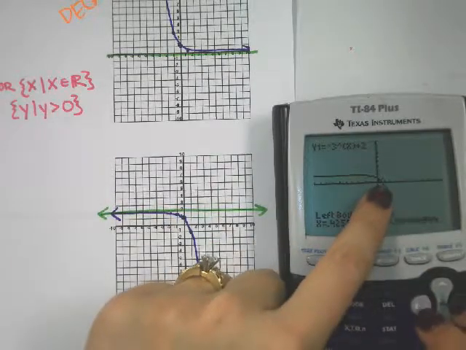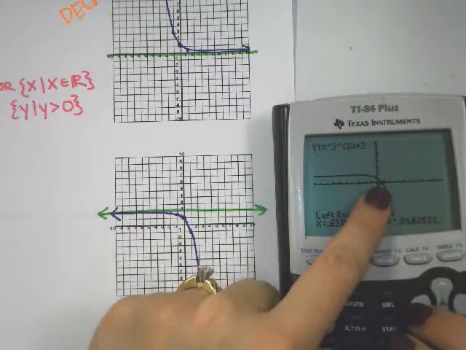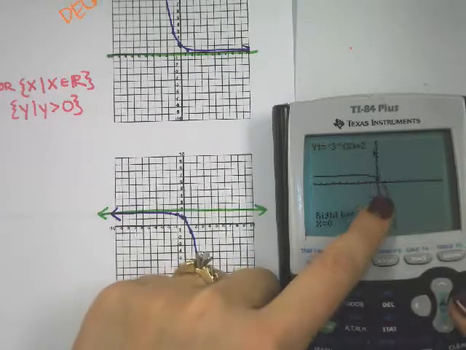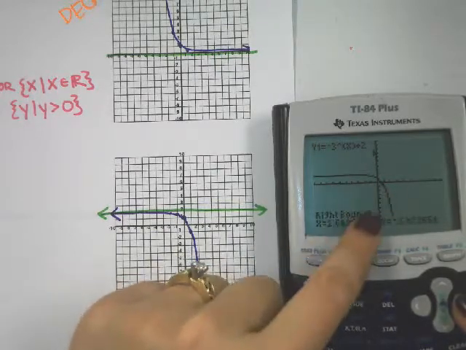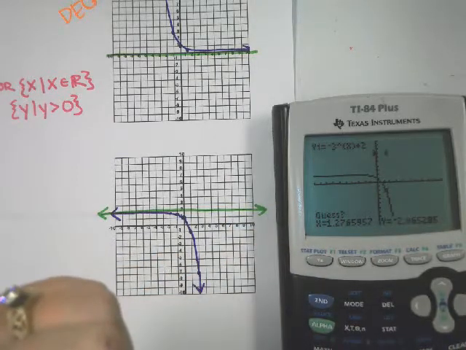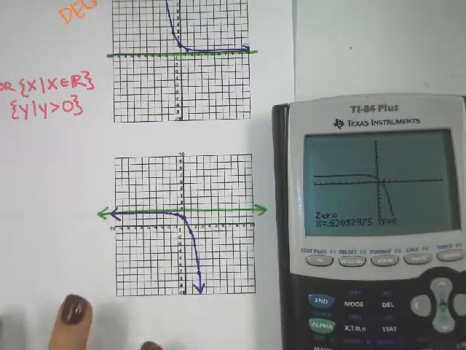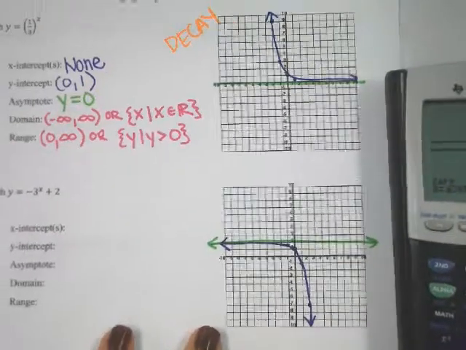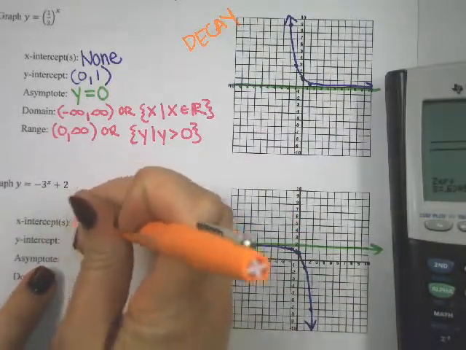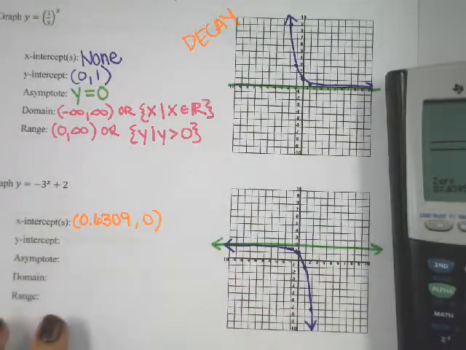I want to find this point, so I'm going to go to the left side. My flashing dot is on the point I want to find, so I'm going to press left a couple times. Now I'm on the left side. Enter. Now I'm going to cross over the point to the right. I'm helping my calculator narrow down where to look. So when I press enter, never guess, just press enter. It tells me I have an x-intercept of 0.6309. So my x-intercept is approximately 0.6309.